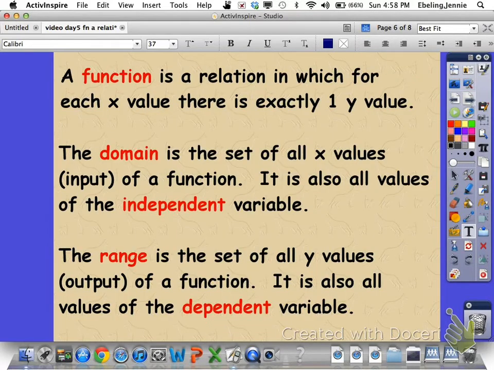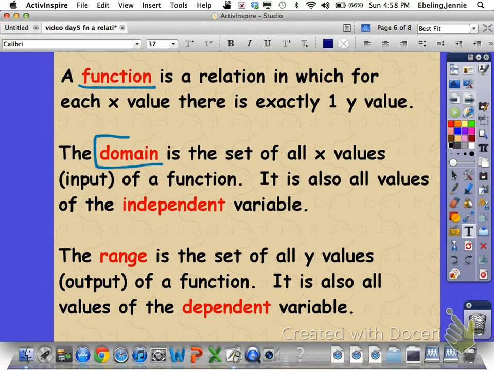Let's take a look at the next page. We have a lot of writing to do on this page. So let's write a definition for a function. A function is a relation. It's a special type of relation in which for each x value there's exactly one y value.